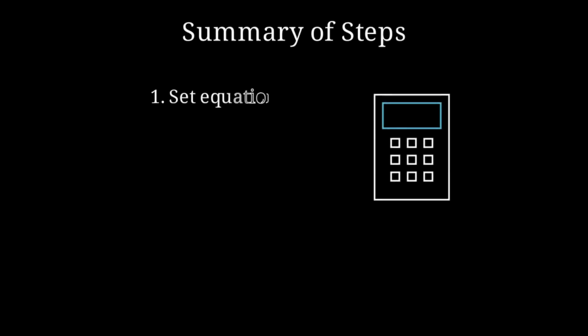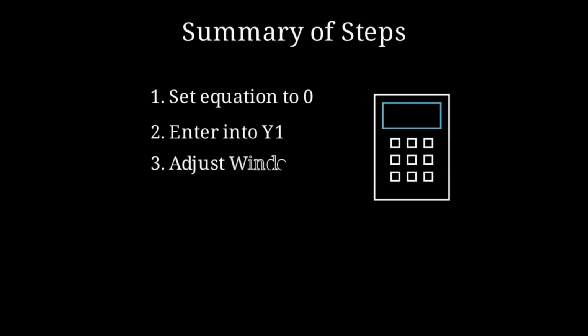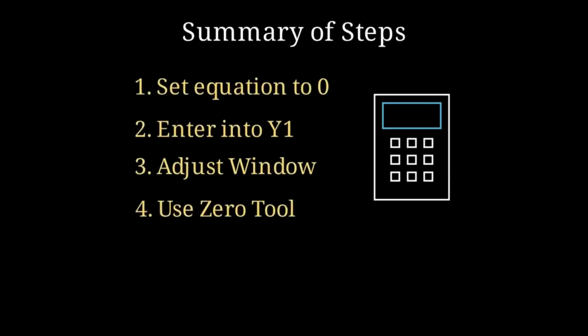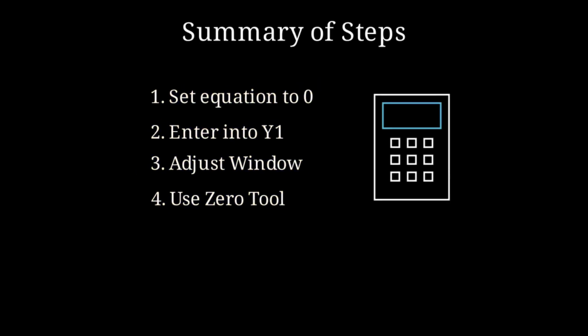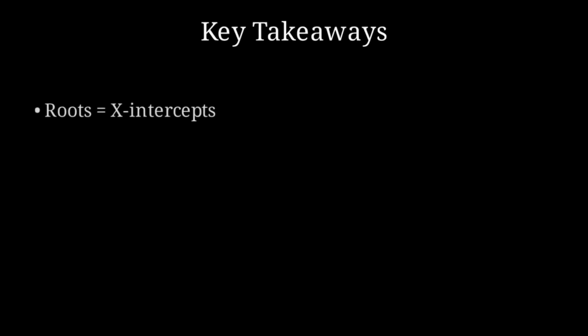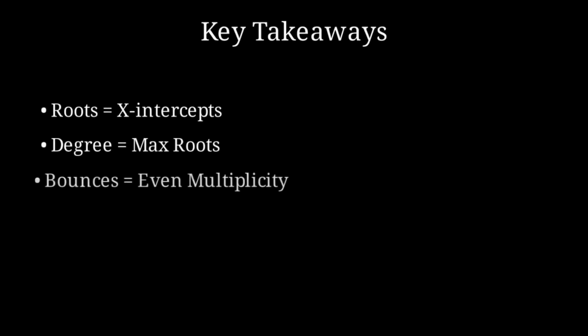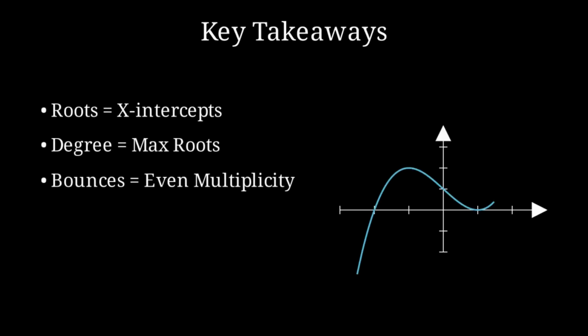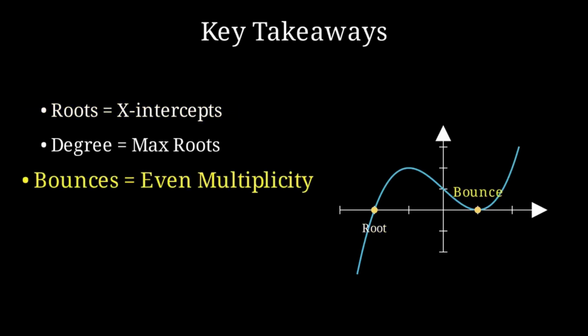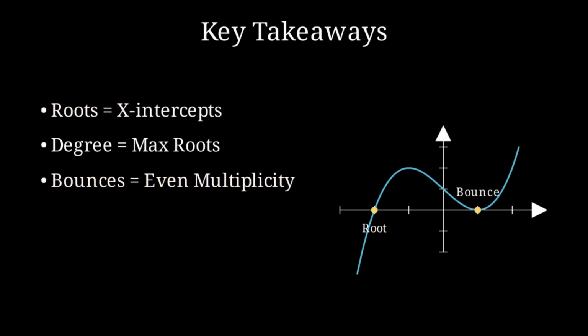To summarize, always start by setting your equation to 0. Input the function, adjust your viewing window to see all features, and use the zero calculation tool to find the precise coordinates of each intercept. Remember, the degree determines the maximum number of solutions, and the shape of the graph at the intercept tells you about the root's multiplicity. These visual cues are powerful tools for checking your algebraic work.